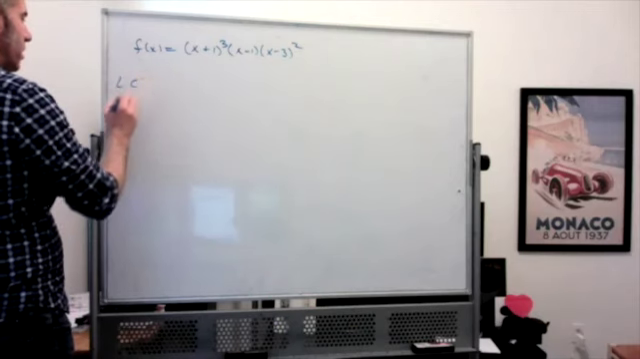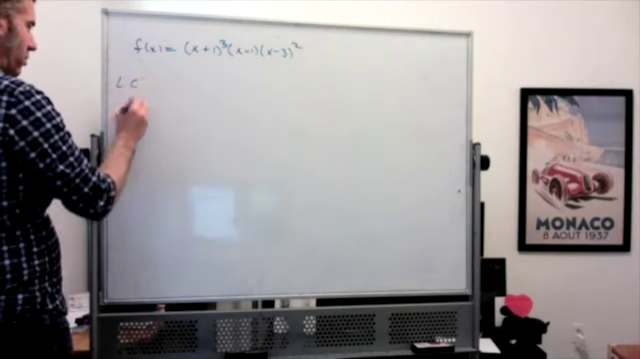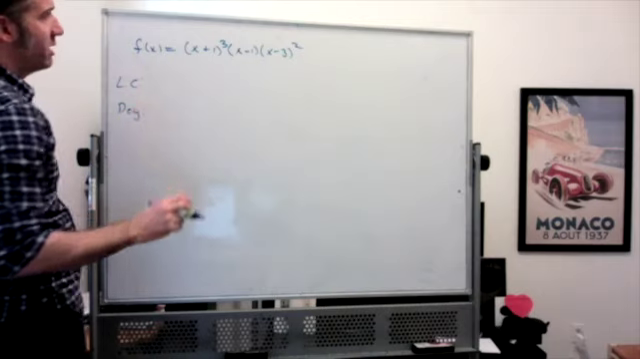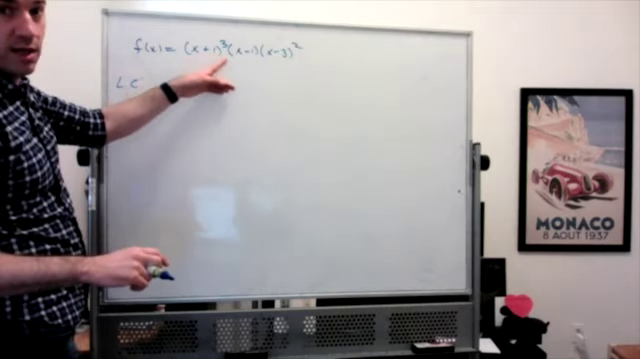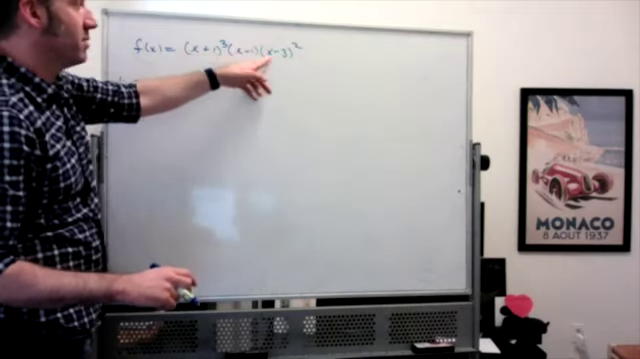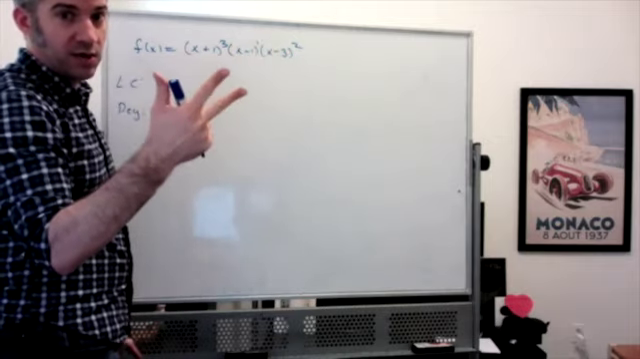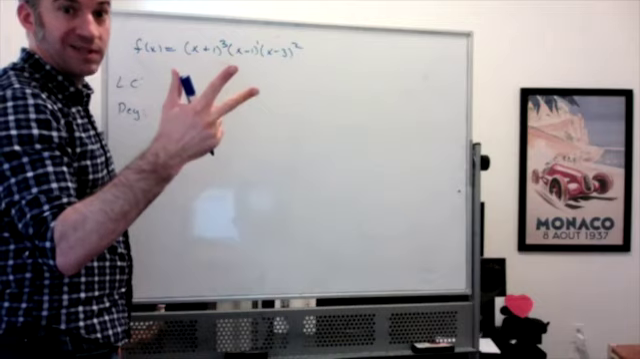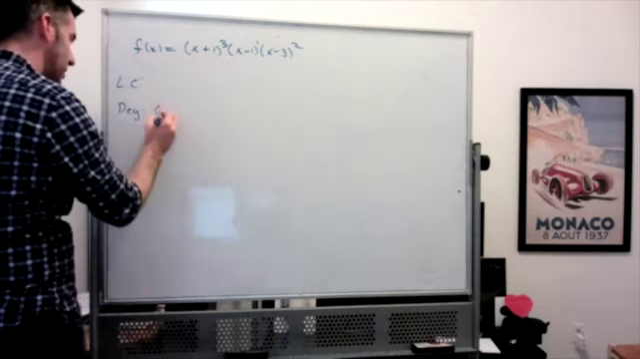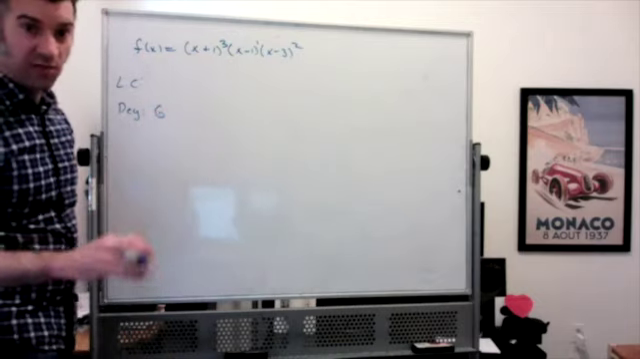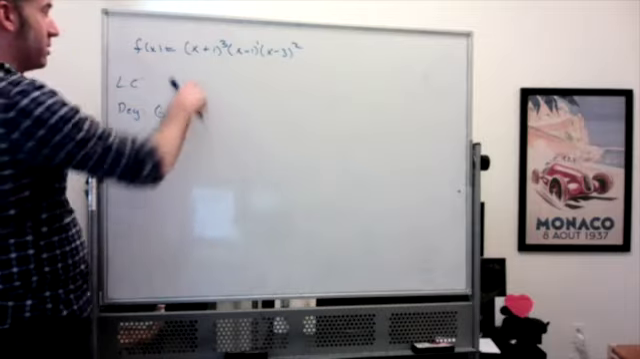Leading coefficient and degree. I guess it is out of order. So the degree: I have an x to the third times an x to the first times an x squared. So x cubed times x to the first times x squared, 3 plus 1 plus 2 is going to be 6. So my degree is 6. You don't want to multiply this out. Right, you can see it here.